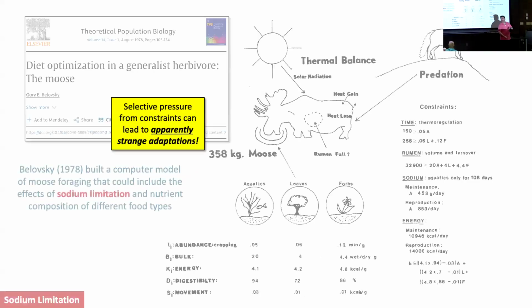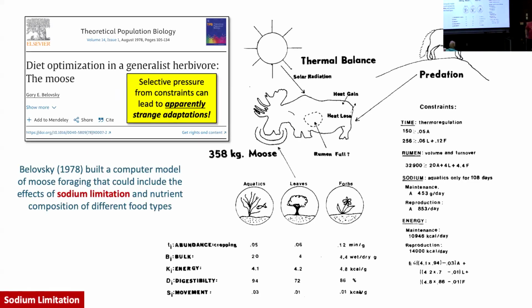So I want to investigate that a little bit further with some further examples of that. So this is sort of a famous example of these moose that Gary Belovsky studied. And so this was back in 1978, he built a computer model that said, all right, so we've got these basic math models that were starting to emerge for optimal foraging theory. But he said, well, what if energy and time, that's not enough to explain all the variation that we see in foraging behavior? And he would notice that these moose were much more generalists than you would expect.